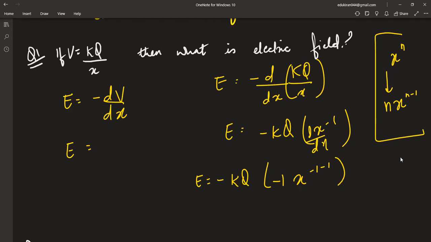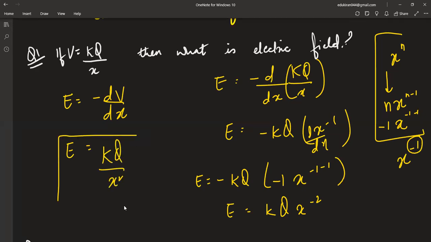What is x to the power n right now? x to the power minus 1. This becomes n for you. So that's why minus 1 times x, then n minus 1 is minus 1 minus 1. That's why we have written it. See, E is equal to KQ x to the power minus 2. Let's bring E back. So E is equal to KQ by x squared. This was the formula also, electric field for a point charge or a sphere.